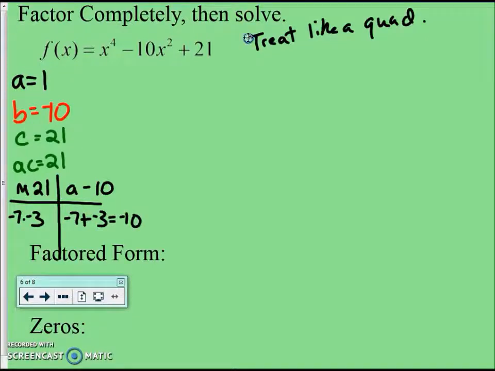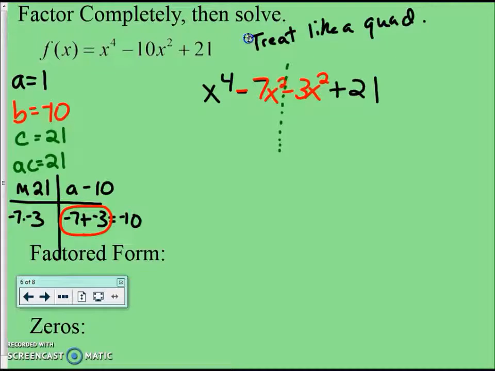That means I can go ahead and rewrite this equation here using negative 3 and negative 7. I can rewrite it as x to the fourth minus 7x squared minus 3x squared plus 21. Now we're going to factor by grouping here. Oh, those are x squareds. That's a common mistake because we'll forget to do the x squareds there. Factor by grouping.